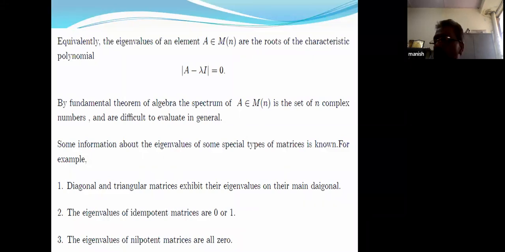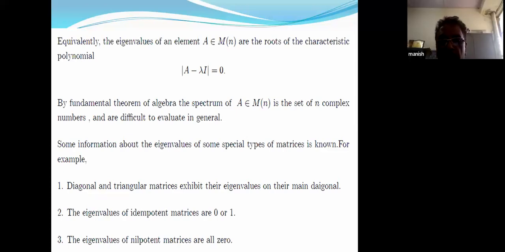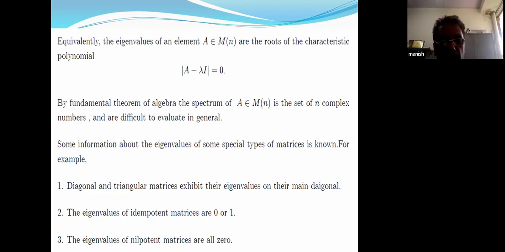It is difficult to calculate eigenvalues of matrices in general, but some information about the eigenvalues of some special types of matrices is known. For example, diagonal and triangular matrices, as we know, have eigenvalues on their main diagonal. The eigenvalues of idempotent matrices are 0 or 1. Idempotent matrices are those for which A squared is equal to A. Therefore, lambda squared is equal to lambda, and this gives lambda equal to 0, 1.